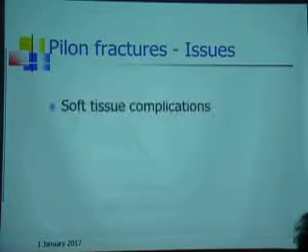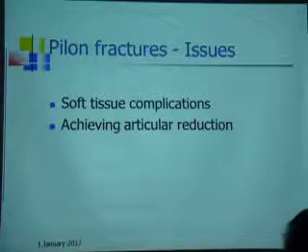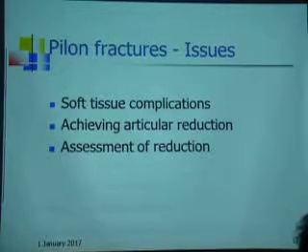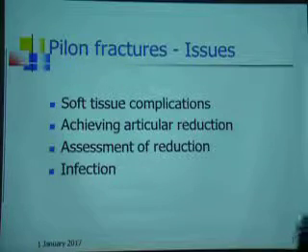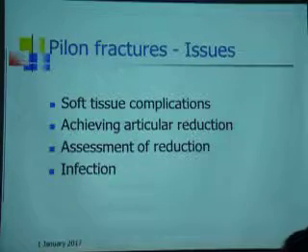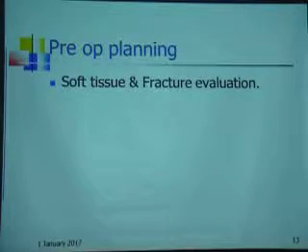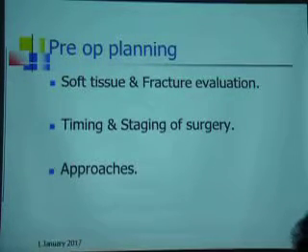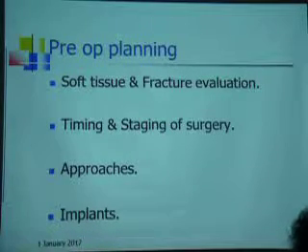We know there are soft tissue complications. Assessing or achieving the articular reduction is a problem in pilon fracture. And infection. Of course, infection is a major thing because of the soft tissue. So how to address these things and how to do the preoperative planning? Assess the soft tissues and evaluate the fracture as well. What should be the timing of fixation? What should be the approach, and what are the implants? Let us consider these 4 points and I will stop.